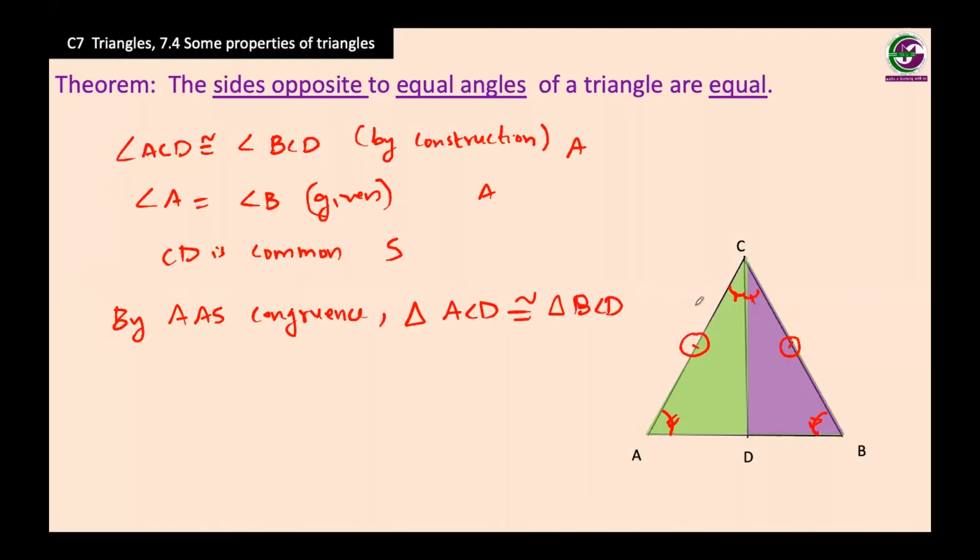Now we have to think about the side AC and BC. Look at this one, AC and BC. They are the first two letters from both the triangles. So we can say AC is equal to BC, CPCT. Corresponding parts of congruent triangles are equal. So what did we get now? Two sides are equal. So if two angles are equal, then the opposite sides are equal.